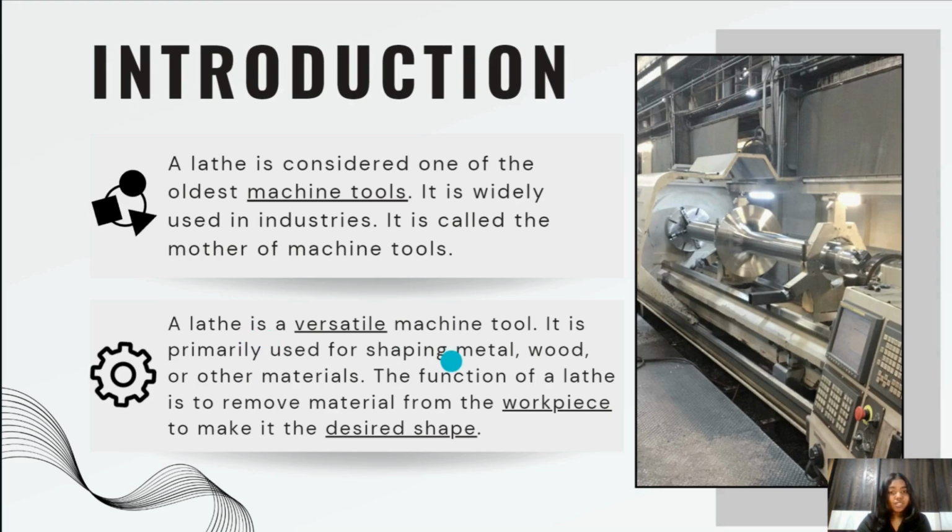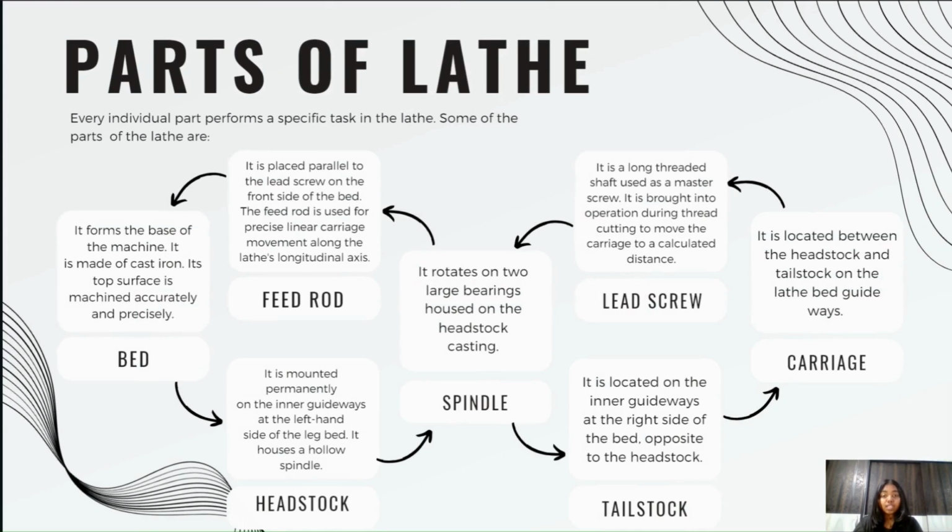A lathe is a versatile machine tool. It is primarily used for shaping metal, wood, or other materials. The function of lathe is to remove material from the workpiece to make it the desired shape. Some parts of the lathe machine that play a vital role are as follows.